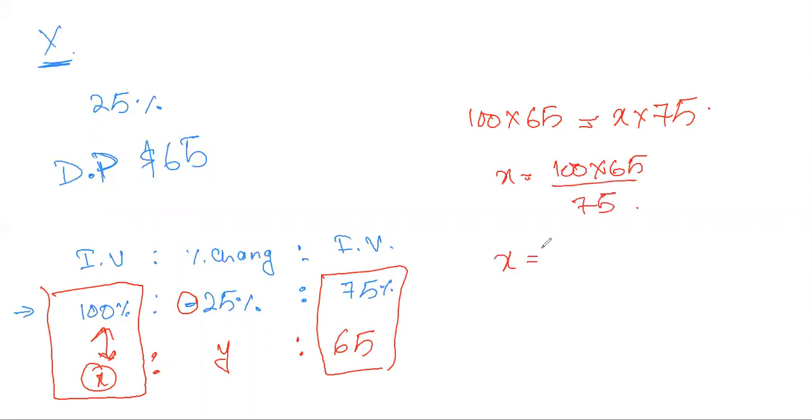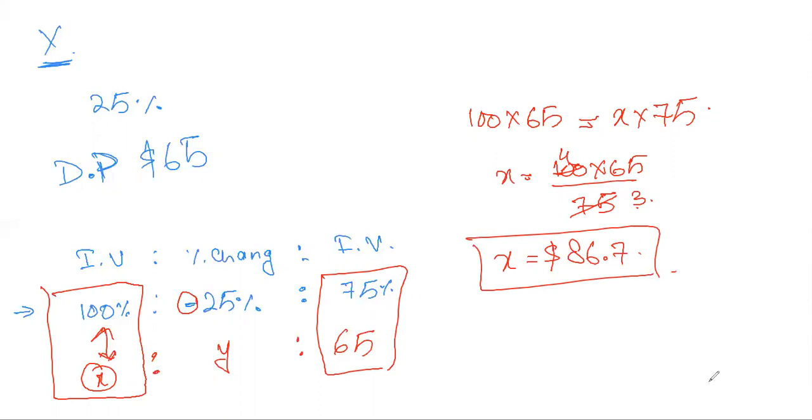So the final value of X is coming from 100 over 75, and this is 4 over 3. So this is 4 times 65 over 3. You can use a calculator here. 4 times 65 over 3 comes out to be 86.7. So my initial price before the discount was $86.7. Are we clear on this?